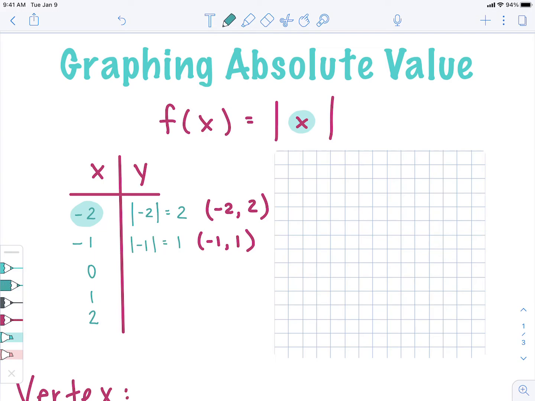Then I plug in 0. And I get the absolute value of 0, which is just 0. Then I plug in 1. Absolute value of 1. Is it -1 or +1? Positive, right? Absolute value tells us always make it positive. So if it's already positive, I don't have to change it. I can just get rid of the absolute value bars. And then absolute value of 2 is 2. Yep, so I've got 0, 0 here, 1, 1, and 2, 2.